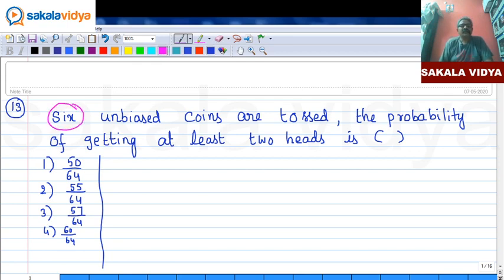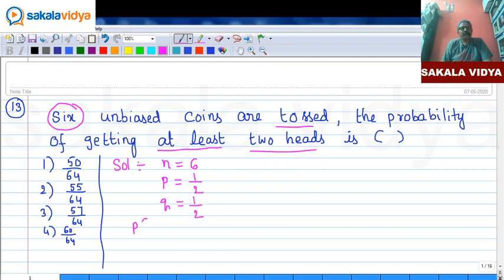Six unbiased coins are tossed. The probability of getting at least 2 heads. So in this case, n is equal to 6. In coin problems, p is always equal to 1 by 2. Probability of getting head or tail is also q equal to 1 by 2. We need to find P of x greater than or equal to 2.